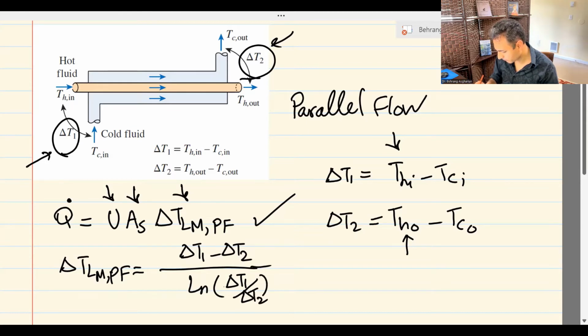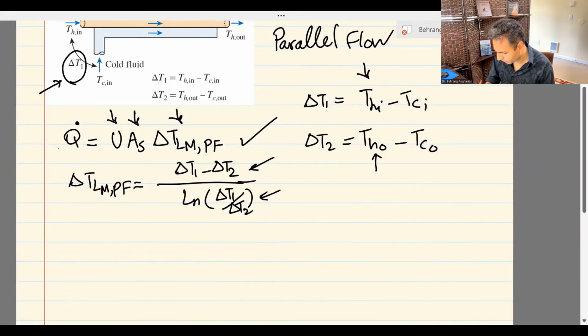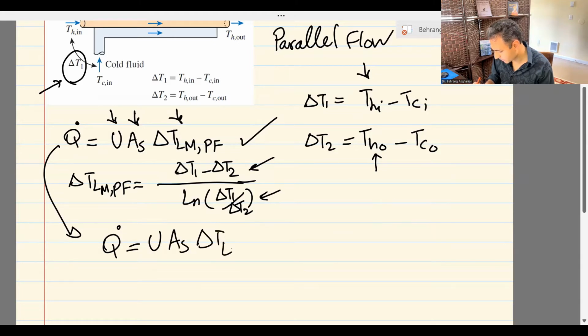The unit of LMTD is also Celsius or Kelvin, whatever it is. You can see that the denominator doesn't have any units, so whatever the unit of the numerator is, that is the unit of the LMTD. That's how you find it. Once you have that, Q dot equals U times A_s times delta T_LM of parallel flow, and you're done in that case. What about the counterflow case?